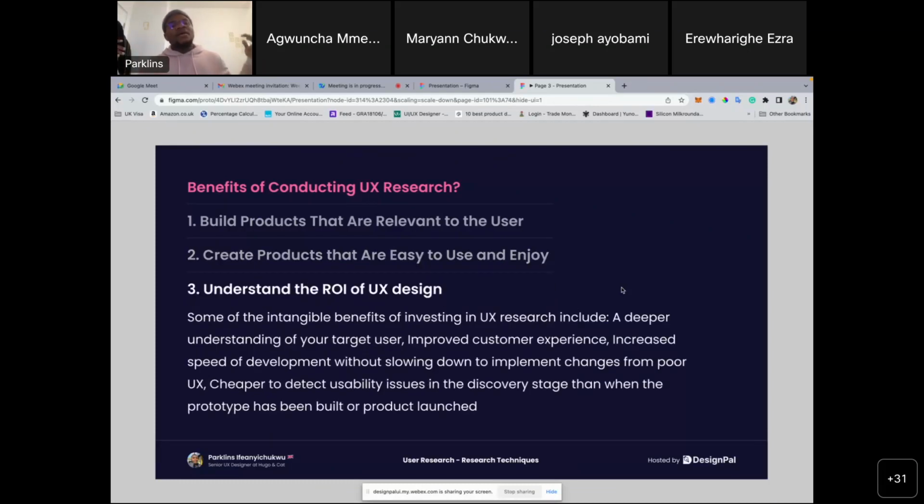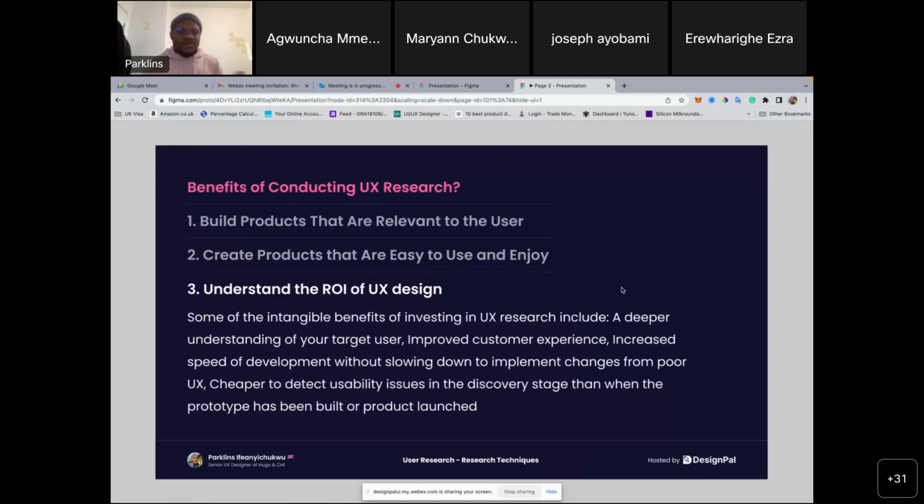Finally, conducting user research also helps us understand the return on investment of UX design. Now, this is for us as designers and also for stakeholders. When you conduct UX research in a company or in a product company that you work in, you're able to get the stakeholders to understand the ROI of UX design. When I say ROI, I mean return on investment.